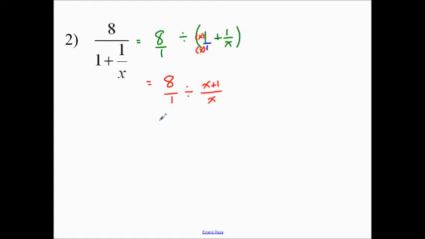Okay, I think you know what to do from here. It's not bad at all. 8 over 1 times the reciprocal, x over x plus 1. And now you just need to multiply across. We don't have any simplification we can do, so the final answer would be 8x over x plus 1. Okay, we've done it. We've gotten out of the complex fraction.